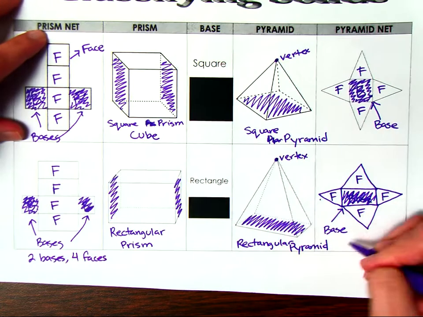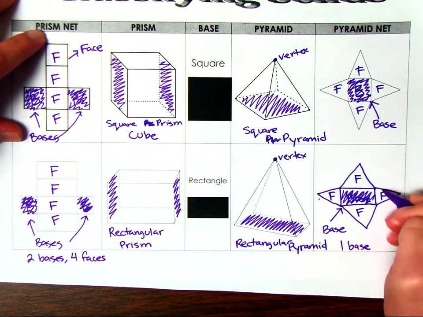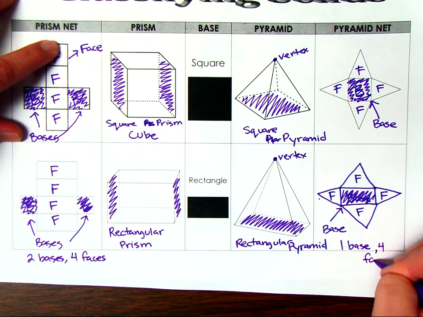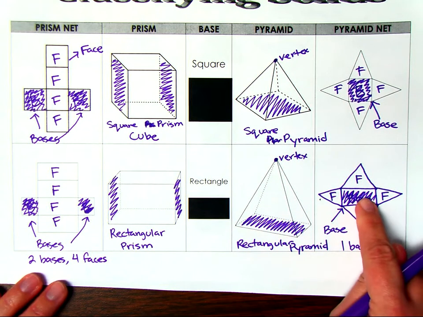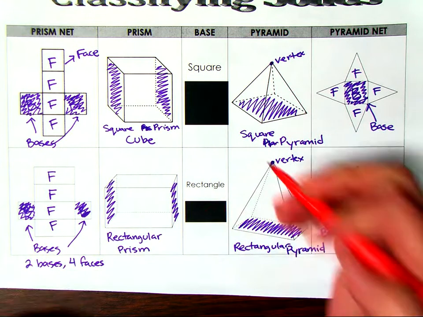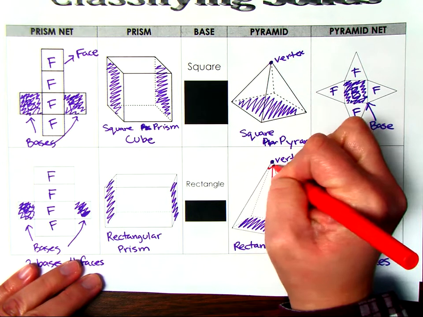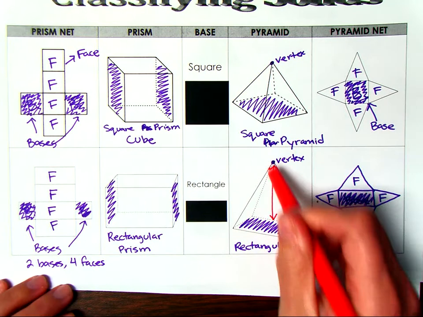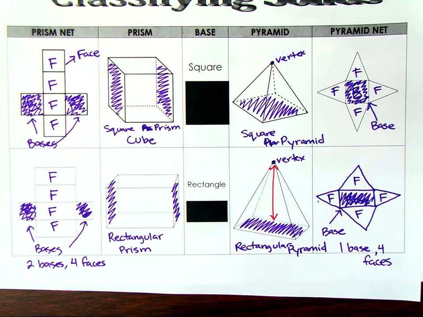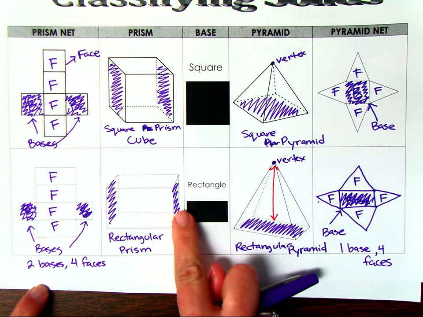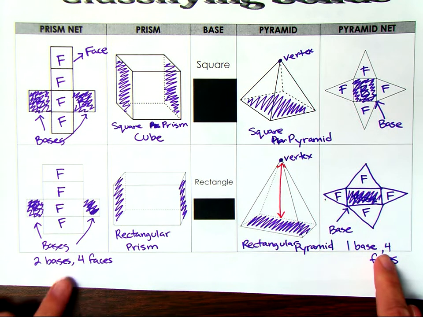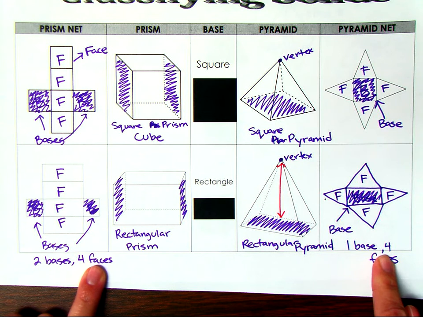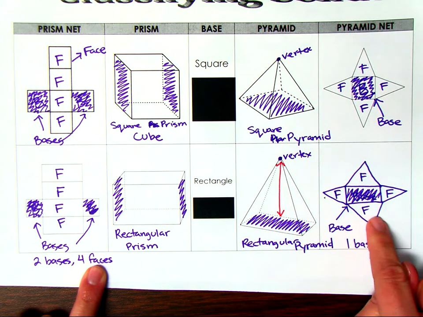The rectangular pyramid has one base and 4 faces. And again, that makes sense because every single pyramid has one base, because across that base right there is the vertex. So your base and your vertex are always going to be opposite sides of one another. Okay? Then, if your base is a rectangle, well, your rectangle has 4 sides, so that's why we have 4 faces, whether you're a pyramid or a prism.